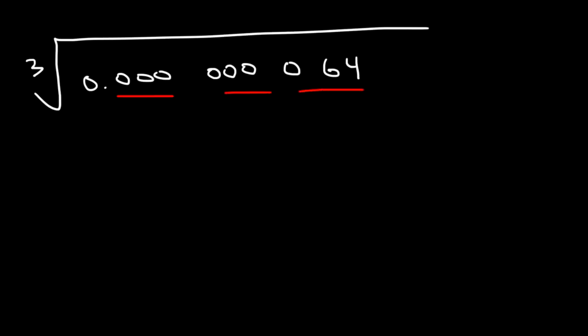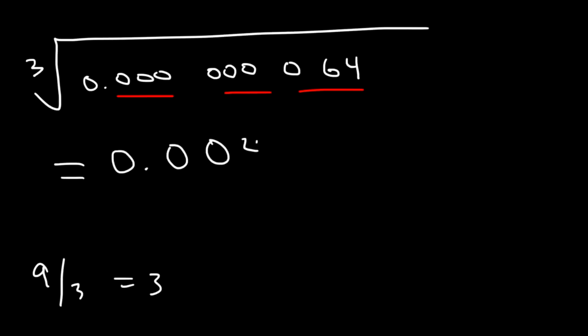Let's try one more example like that. What is the cube root of 0.000000064? So we have a total of 9 digits. The cube root of 64 is 4, and 9 divided by 3 is 3. So our final answer should have 3 digits to the right of the decimal point. So it's 0.004. And so that's how you can take the square root or cube root of decimal numbers if the number of digits is a multiple of the index number.